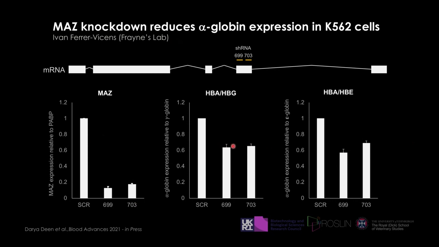The downregulation is obviously modest because keep in mind MAZ is not the main regulator of alpha-globin. Obviously, there are many regulators. So removing one transcription factor only moderately reduced the expression.